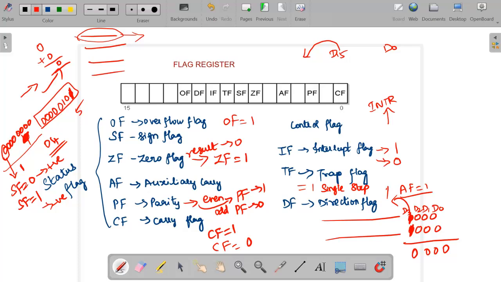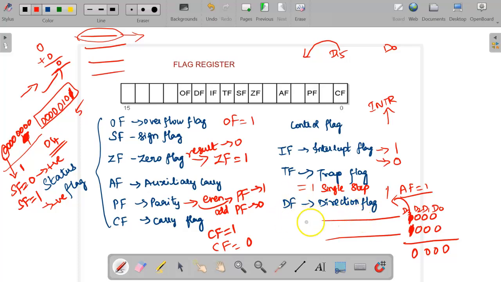Generally, we use the trap flag in order to debug your code. Suppose you are finding some error in your code. After the whole program is executed, you cannot find where the bug is in your program. So we go for single step execution. If you are able to know the result after each and every instruction, then you can easily find out which instruction is faulty. In that case, you make TF equal to 1, and it will go for single step execution. When TF is equal to 0, it will do the whole program execution.